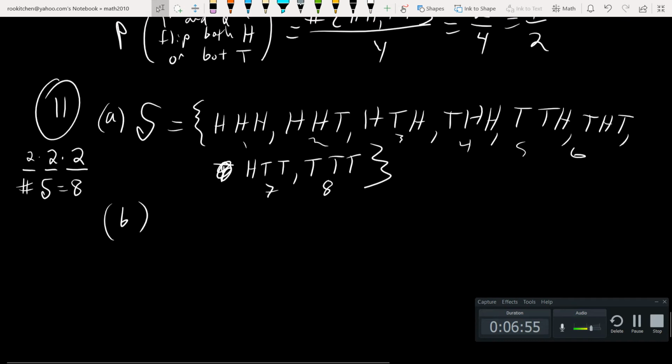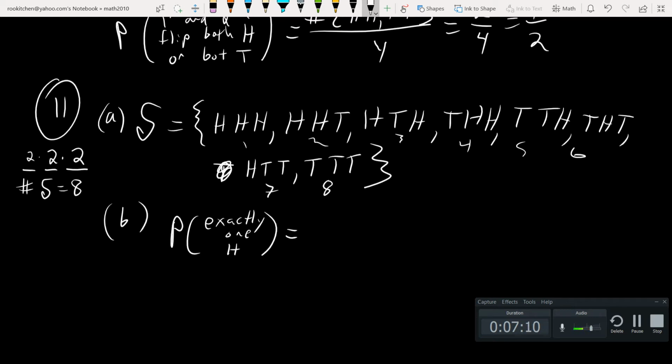Okay. What's the probability that exactly 1 toss out of the 3 is a head? So you just go back through and find them, right? The ones where 1 is a head. So this one, and this one. There's 3 of them out of the 8. So 3/8. That's your probability.